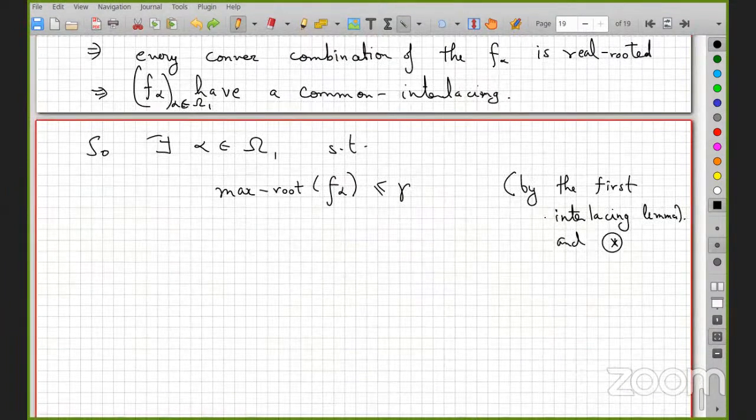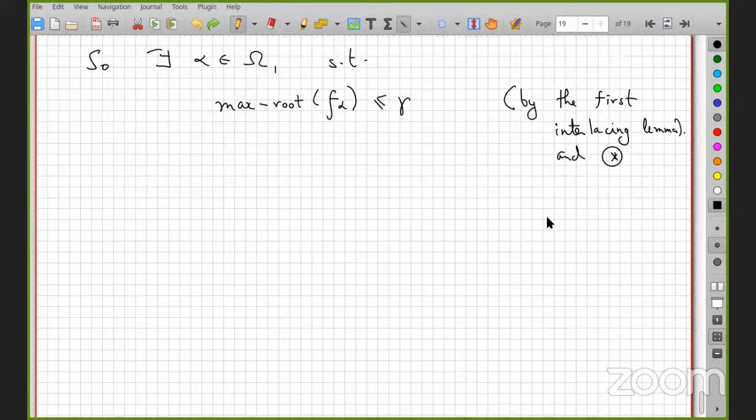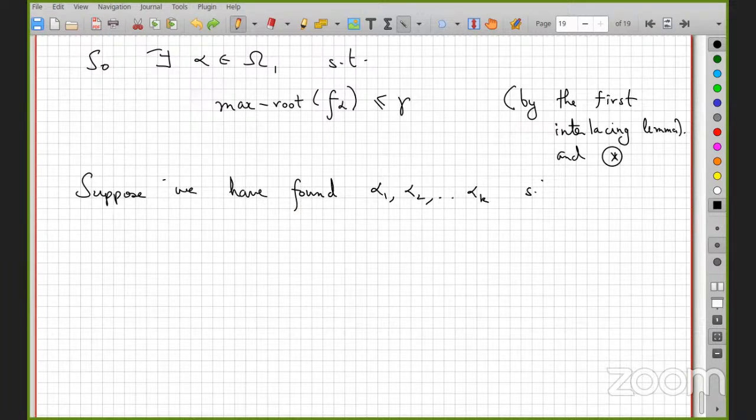Okay, good. So we have fixed one coordinate and found a polynomial which has root alpha, and you can do this inductively now. Suppose we have found alpha 1, alpha 2, and so on up to alpha k, such that the max root of f alpha 1, alpha 2, ..., alpha k is less than gamma.